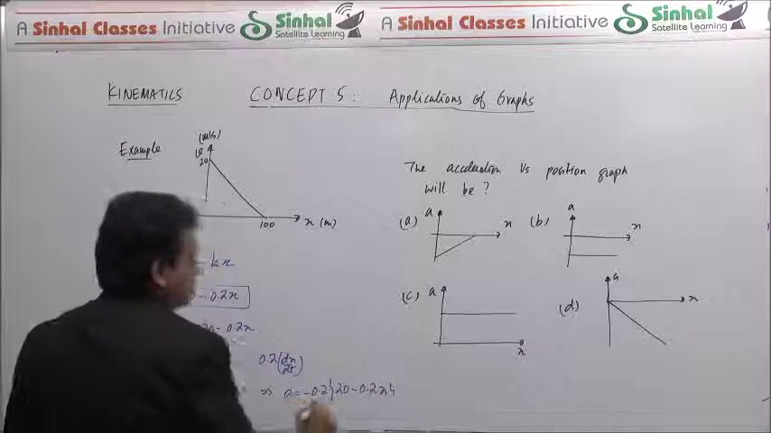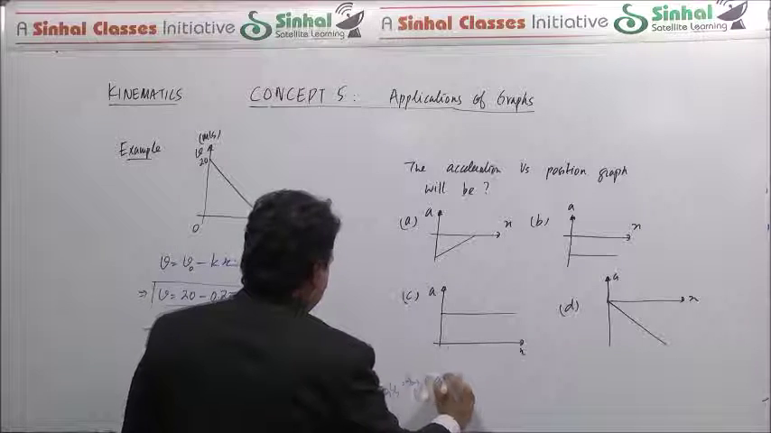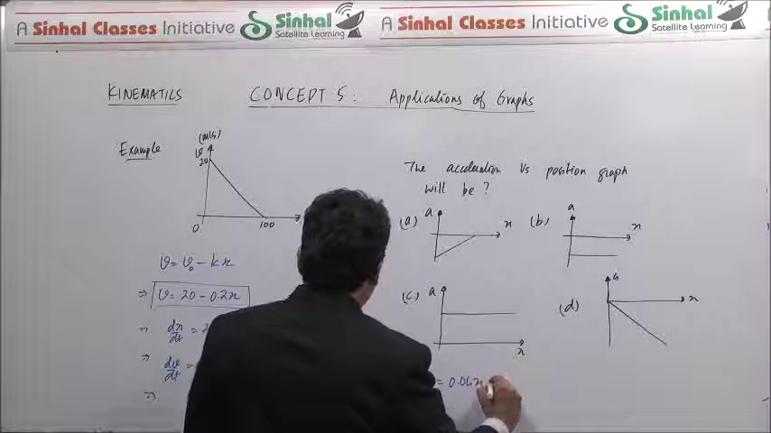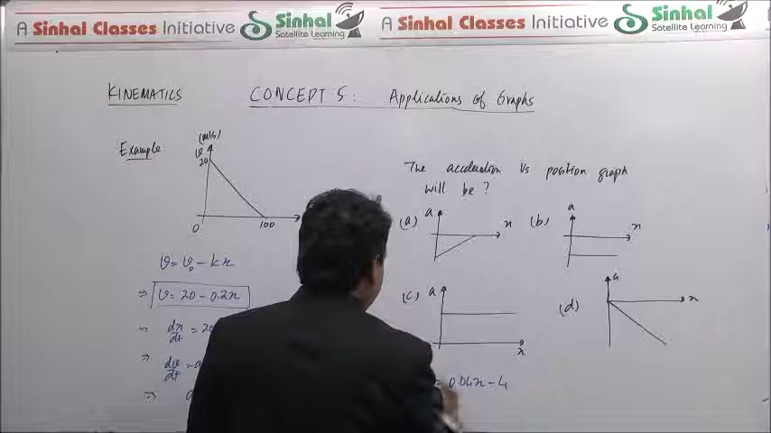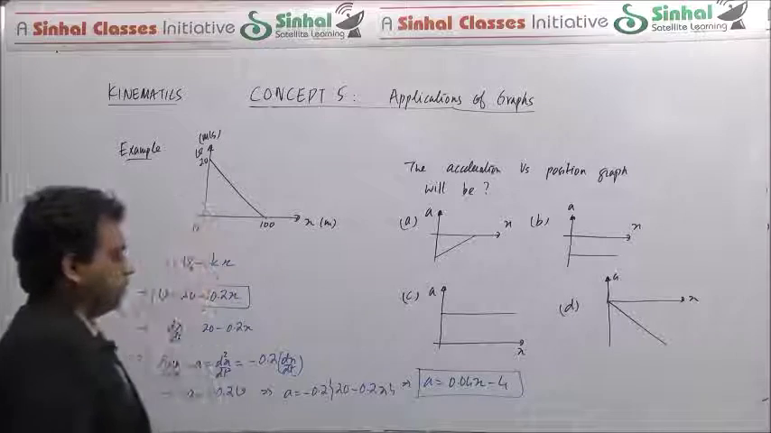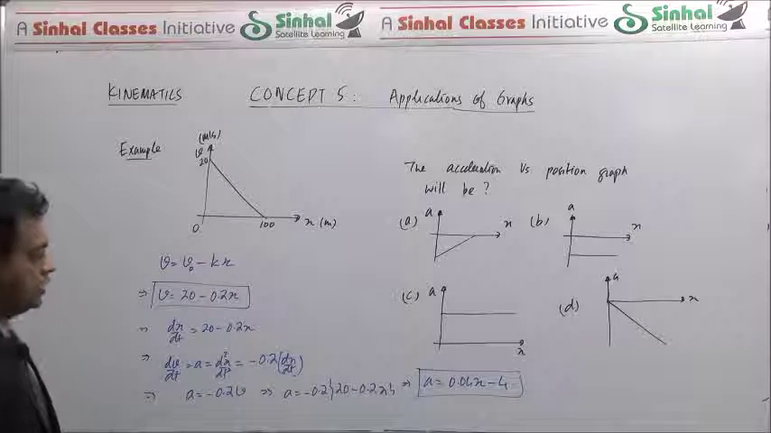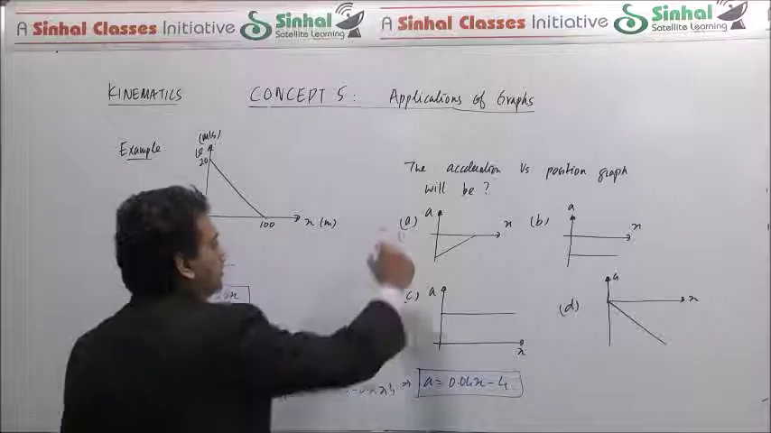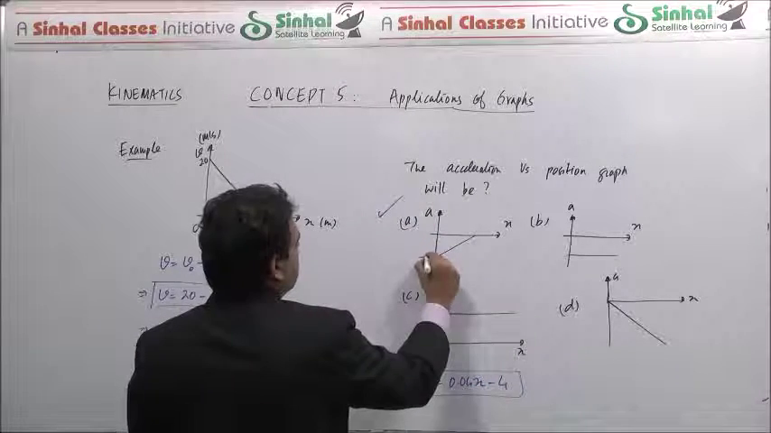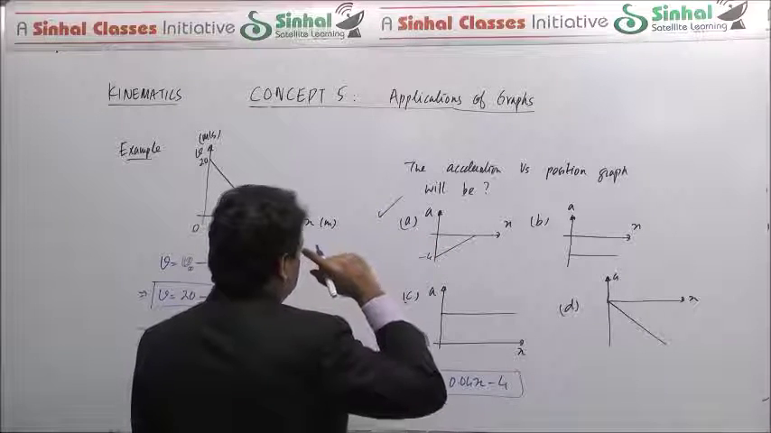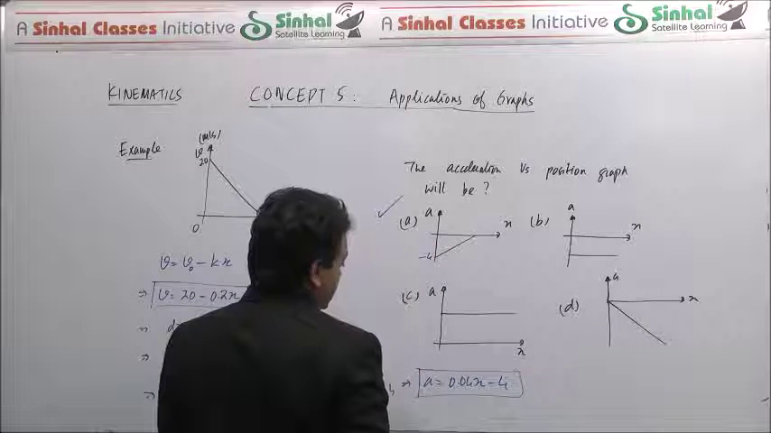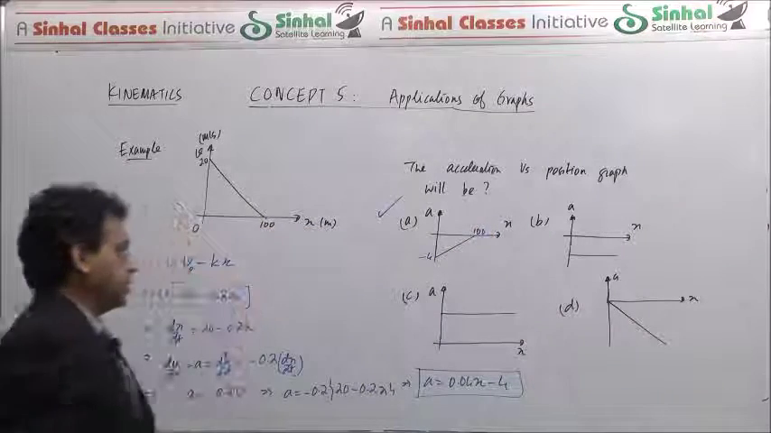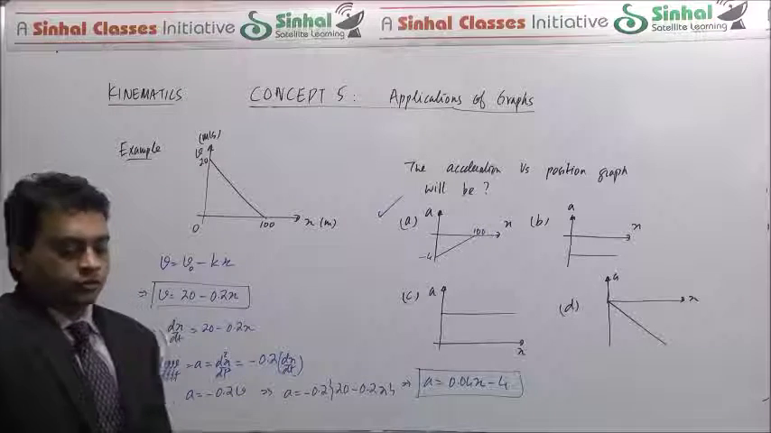So what we can see about the acceleration is that it is 0.04x minus 4. So it is a straight line graph with a positive slope but having a negative y-intercept. So you can see it is this graph, where this will be minus 4, and basically acceleration will become 0 at 100. So just make a note of that.